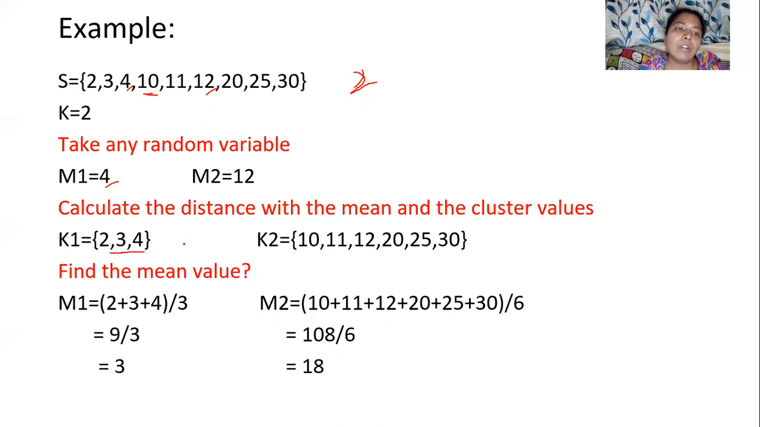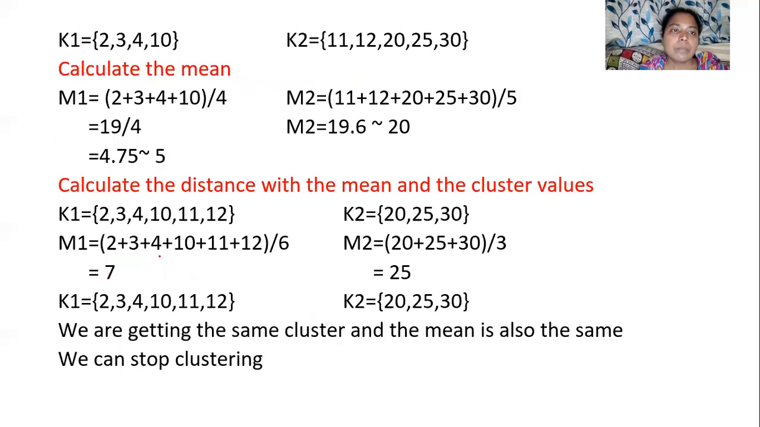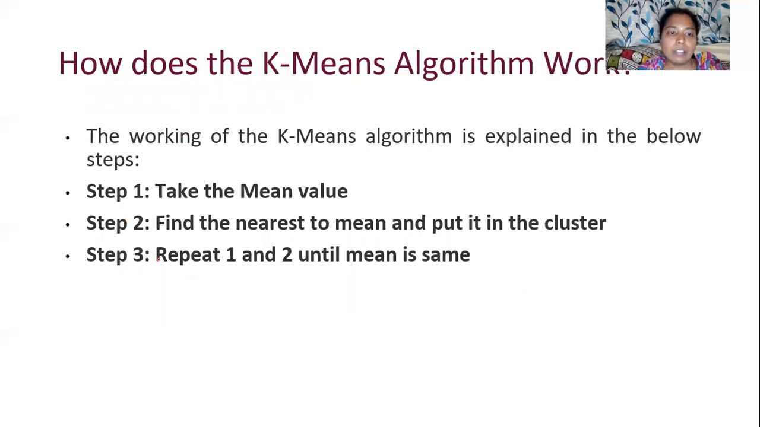Now we have to find the mean for the new clusters K1 and K2. Here M1 equals 2 plus 3 plus 4 divided by 3, which gives the mean value 3. And for K2, the mean value is 18. Again we have to repeat steps 1 and 2 until the mean stays the same.